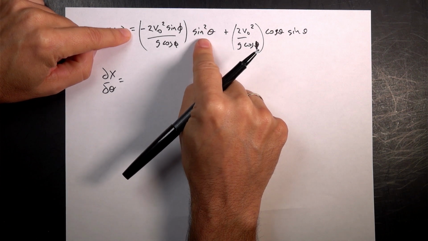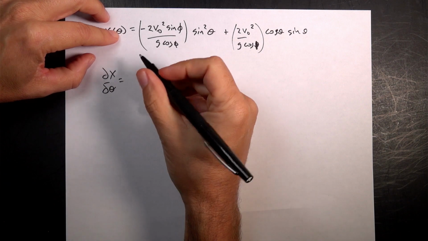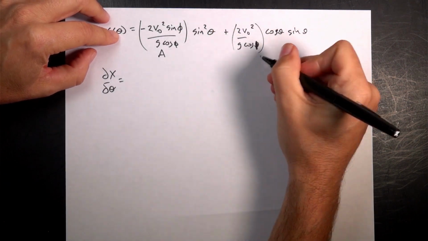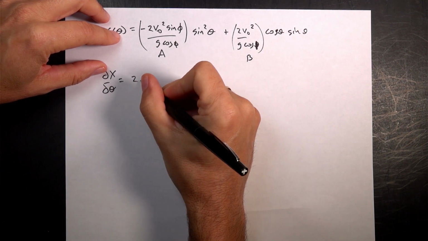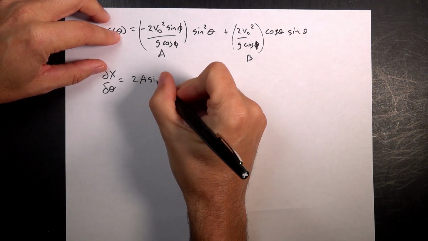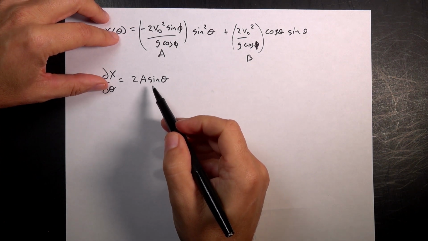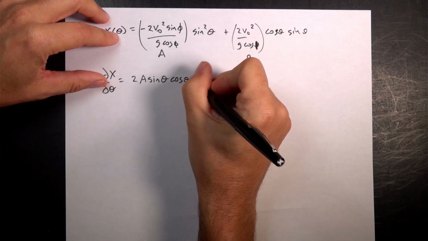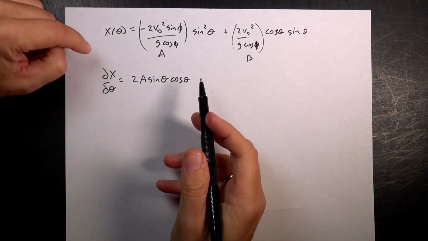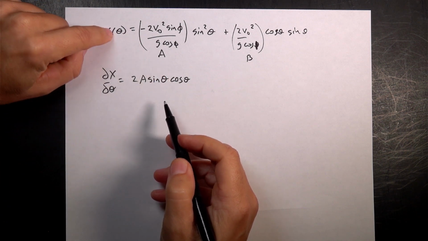The derivative of sine squared theta, it's a power rule, so I have to bring the 2 down front. Let's call this a, and let's call that b. They're almost the same. So I get 2a sine theta. But now I have to take the derivative of sine theta with respect to theta, which is going to be equal to cosine theta. And then the derivative of theta with respect to theta is just 1. So it's 2a sine theta cosine theta.